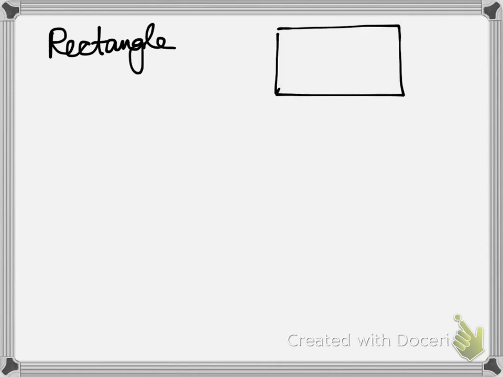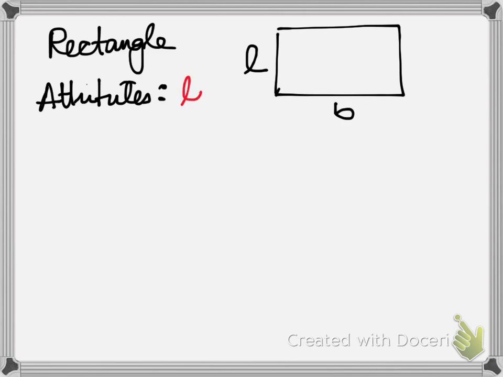Another example, let's say I talk about a square, or let's say rectangle. Let me talk about a rectangle. To describe the rectangle, I now need two values. I need the length and the breadth. All right. So attributes. What are the attributes of this rectangle? The length and the breadth.